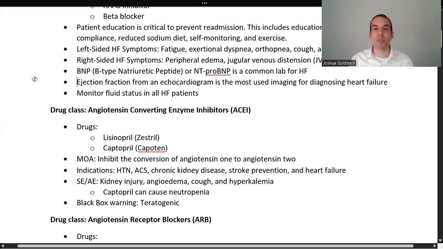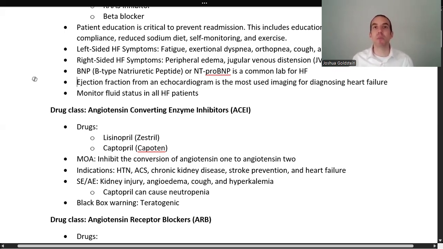They reduce afterload. Afterload is how tight, how constricted is the aorta, because the tighter the aorta, the harder the work of the heart. The heart's job is to push blood into the aorta. If the aorta is nice and big, it's easy to push blood into it. If the aorta is really tight, if it's really constricted, it is really hard to push blood into it. So when a patient has heart failure, we want to reduce their afterload.